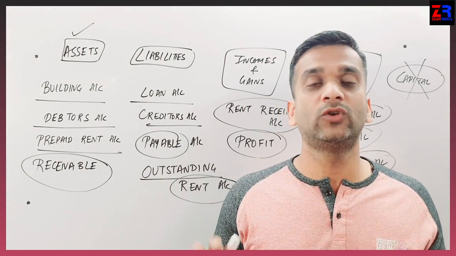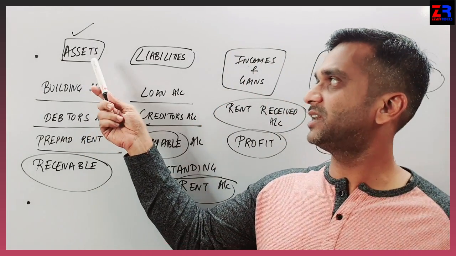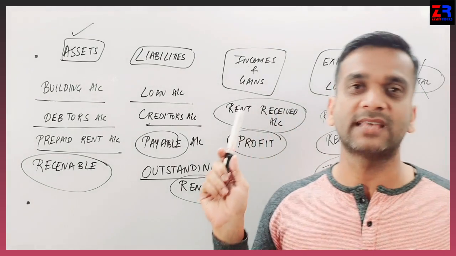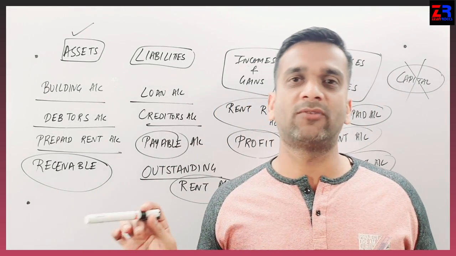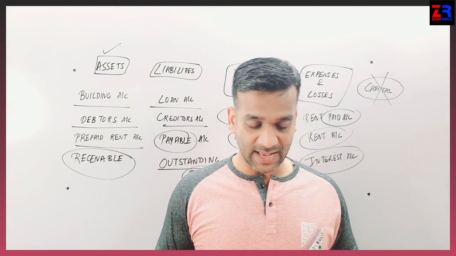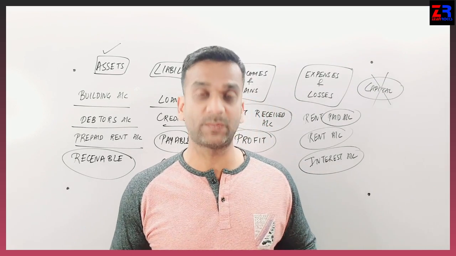See what we are doing, the modern classification of accounts. The modern classification says assets, liabilities, income and gains, and expense and losses. So we'll take an example question and we'll wrap up with today's lecture. This is page number 31, sum number 4. Classify the following accounts under assets, liabilities, incomes and expenditure.